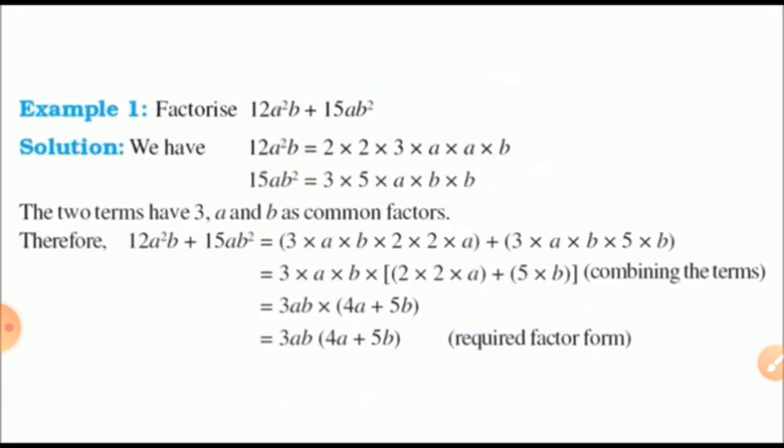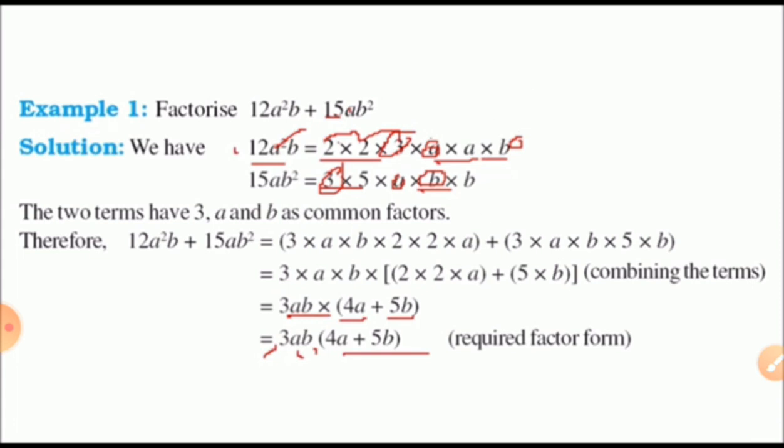5x into y plus 2. Example number 1: 12a square b plus 15ab square. That means 12a square b is 2 into 2 into 3 multiplied by a into a into b, isn't it? Correct. 15ab square is equal to 3 into 5 into a into b. Yes, my dear student, the two terms have 3, a and b as common factors. So 12a square b plus 15ab square, the answer is 3ab, 4a plus 5b.